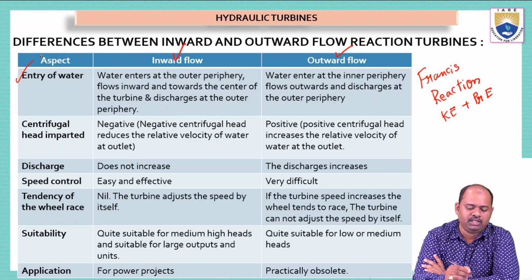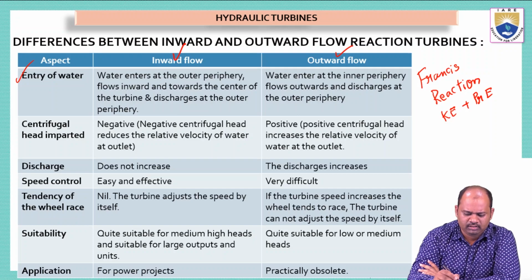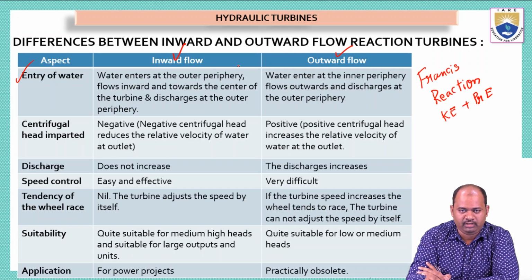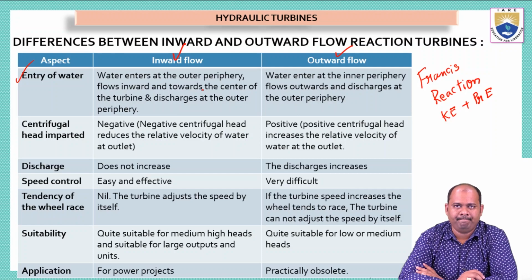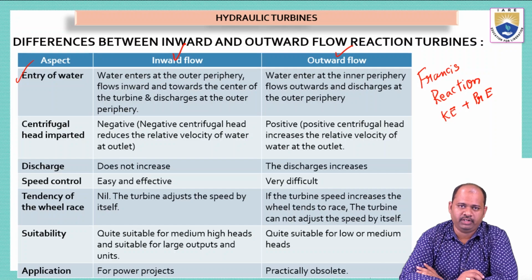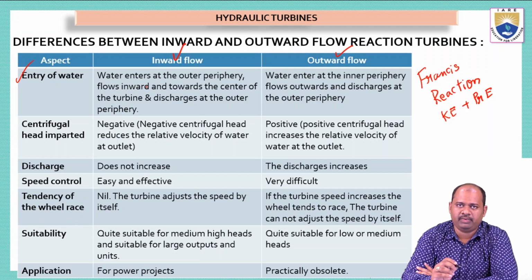Now we'll try to understand. The first aspect is the energy of water. When we compare the water entering the turbine, in an inward flow turbine the water enters at the outer periphery, flows inward towards the center of the turbine and discharges at the center. This is the Francis turbine we have just seen. The water enters at the outer periphery of the turbine runner and flows inwards to the center.